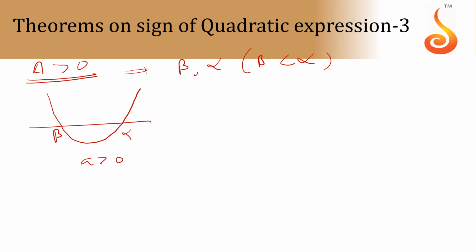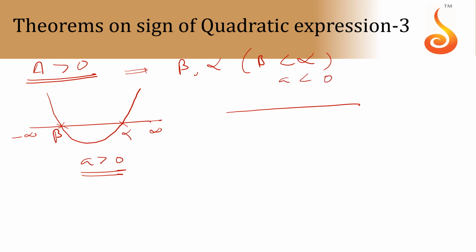So what is the meaning? Observe carefully. When x values are between minus infinity to beta, expression value is positive. From alpha to infinity, expression value is positive. At beta and alpha, it is 0. In between beta and alpha, expression value is negative. Remember, a is greater than 0. So can I say like this? For all x values outside the roots, expression and a have the same sign. In between the roots, opposite sign in this case. Is it valid for the next one?